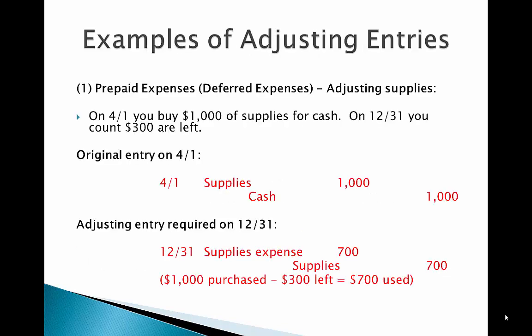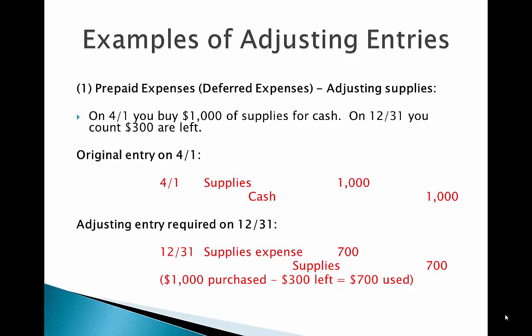Here are some examples of adjusting entries. 1. Taking a prepaid expense like adjusting supplies. On April 1, you buy $1,000 of supplies for cash. On 12/31, you count and there's $300 left. So you need to expense $700 worth.